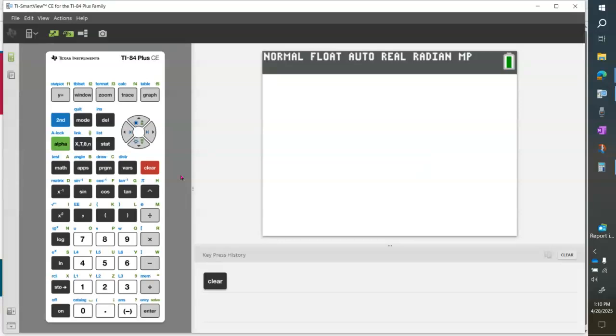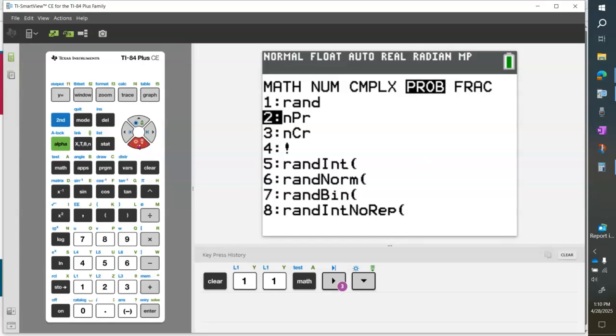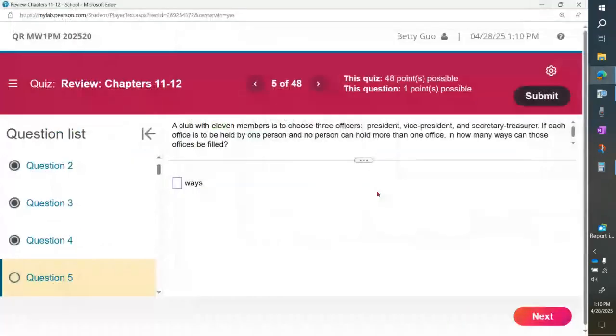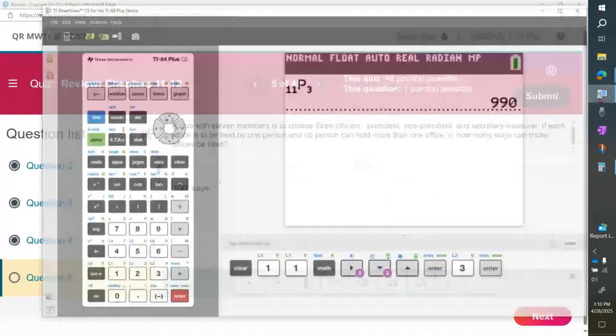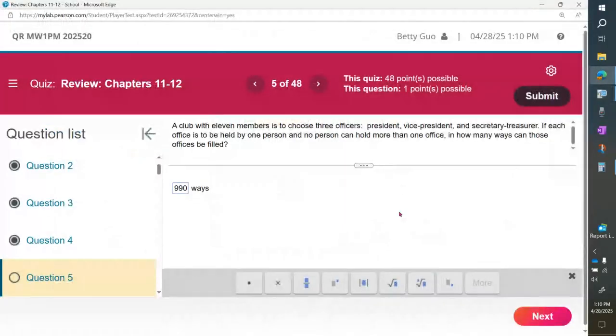So C11 3. I'm sorry, I misspoke. P stands for permutation. P11 3. We enter 11 first. Math, probability, nPr, 3. 990 ways. Okay, let me double check. Yep. Permutation, 990 ways those offices can be filled.